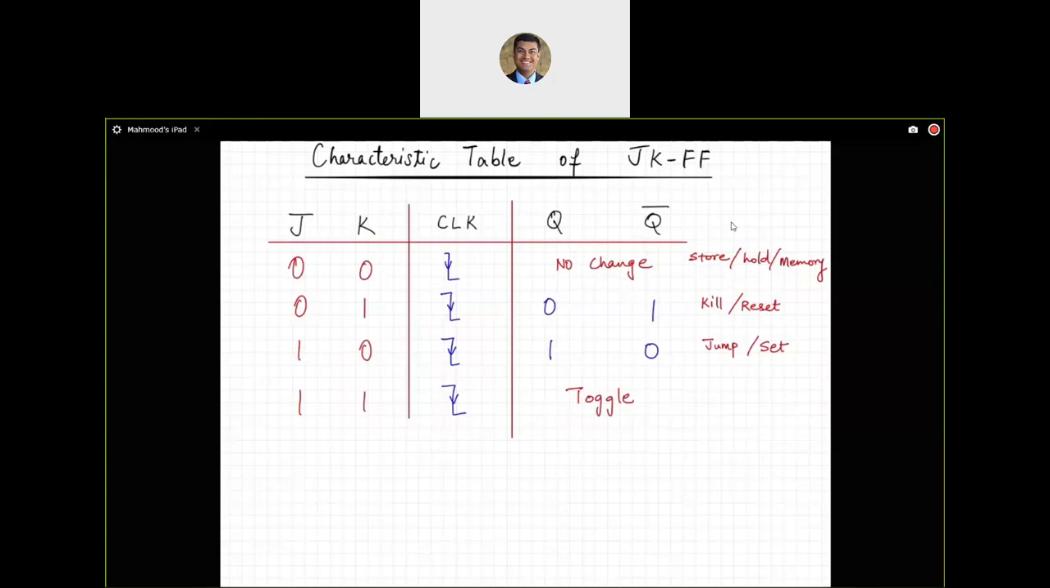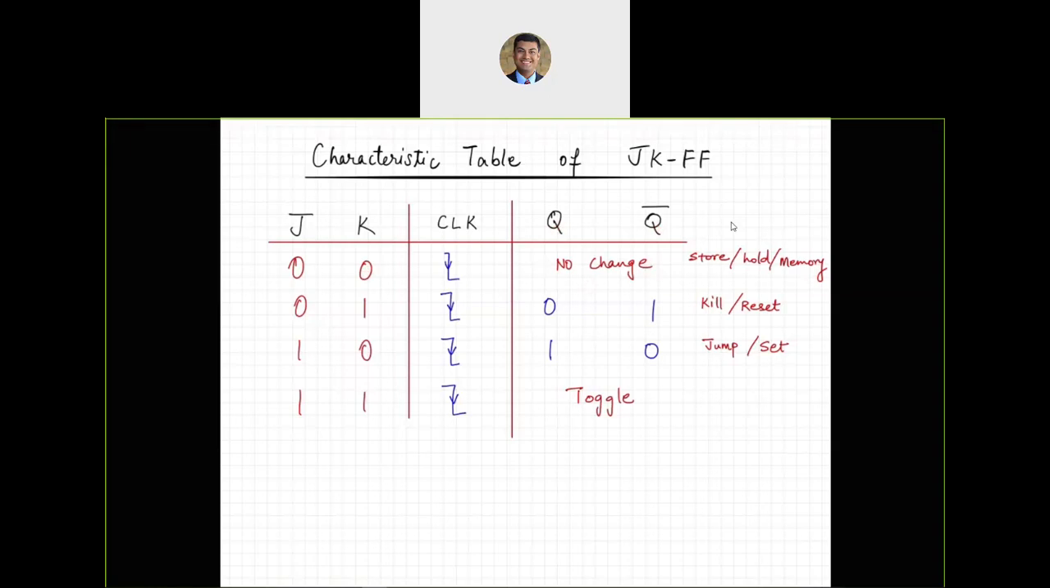So the JK flip-flop, and we talked about the characteristic table of that flip-flop. Because we have two inputs, J and K, we could have four possible combinations in which we could set up the JK flip-flop, and each of those input combinations relates to a particular state the flip-flop is in. For example, if J and K are both 0, there is going to be no change in the outputs. Q and Q complement, or Q and Q bar, are going to remain as they are. That's what we call the store state, or the hold state, or the memory state.